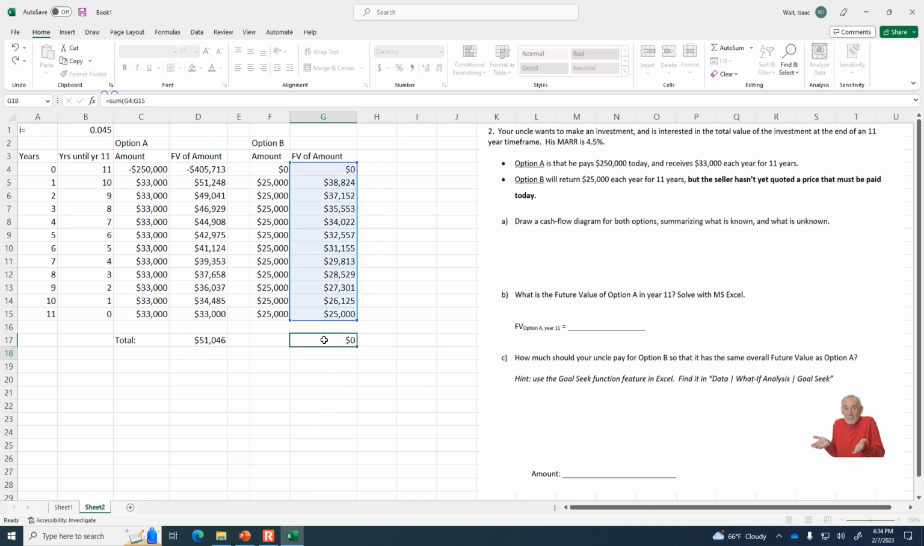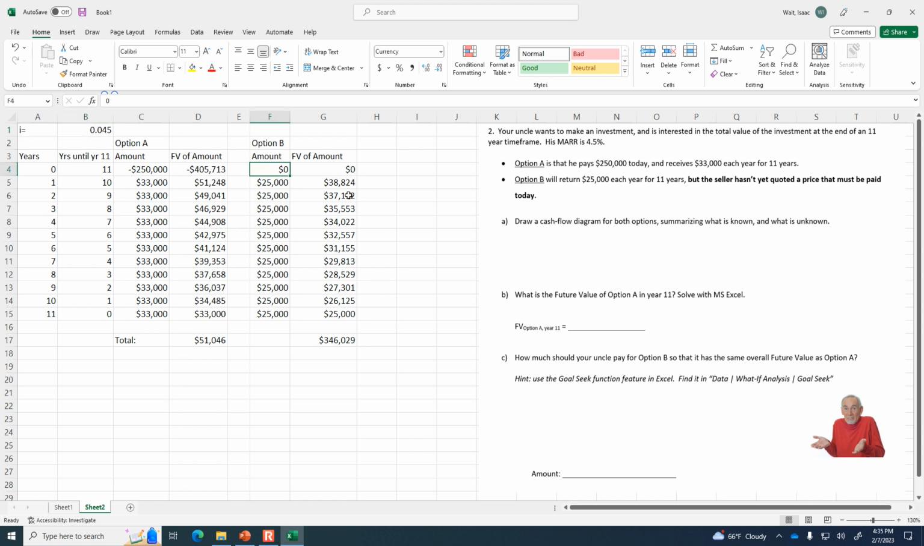Okay, this problem's a little bit tricky, the second one, because what they're saying is we want to find out how much your uncle should pay so that option A and option B are equal. And why that's useful information is that eventually the seller is going to have some price in mind. And what your uncle should know is what he's willing to pay in order so that option A and option B are the same. So if the seller quotes a price that's lower than what he's calculated, then that means he's going to make more than the 4.5% rate of return.